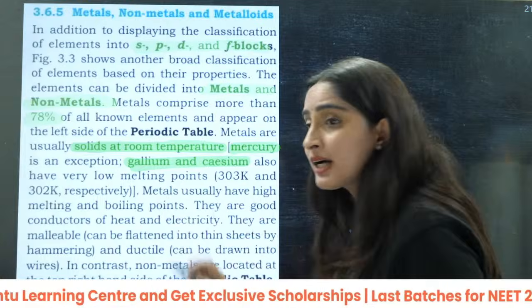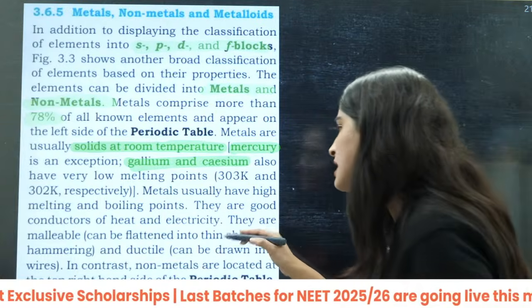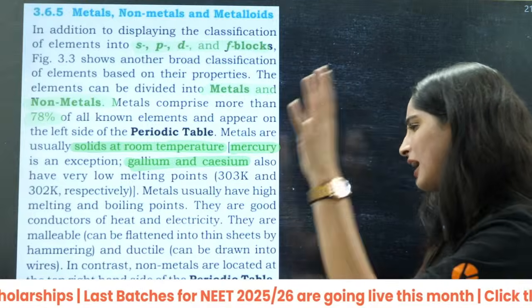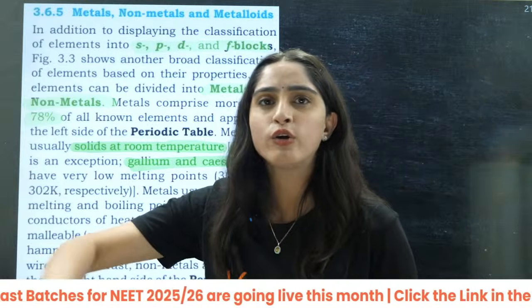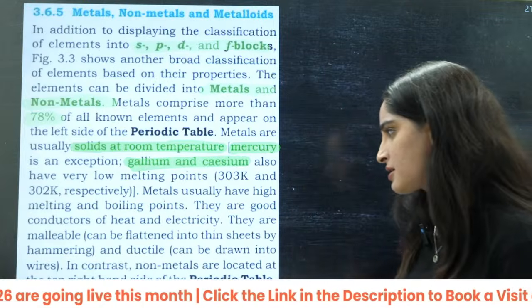They are good conductors, right? They are good conductors of heat and electricity, right? They are malleable, ductile. Malleable means cut down into sheets, ductile means drawn into wires. You have done that in lower classes, right?